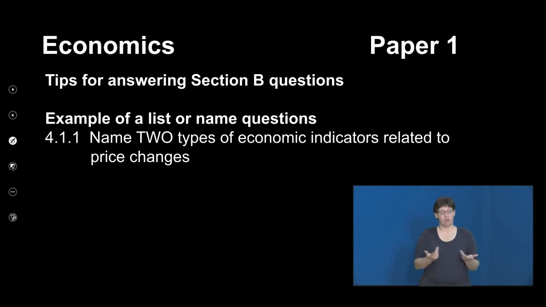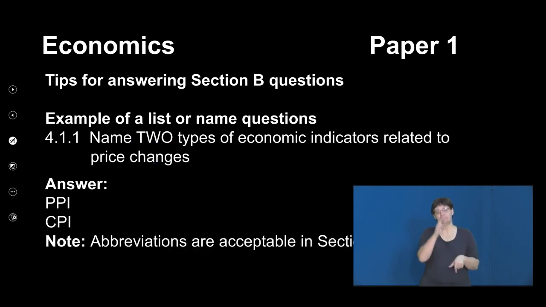Right, for example, this is another example. We have got: name 2 types of economic indicators that are related to price changes. Again, here, you do not need to explain, boys and girls. You simply need to go straight to the answer. Your answer is your PPI and your CPI.